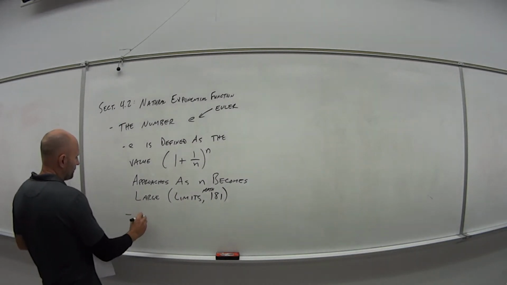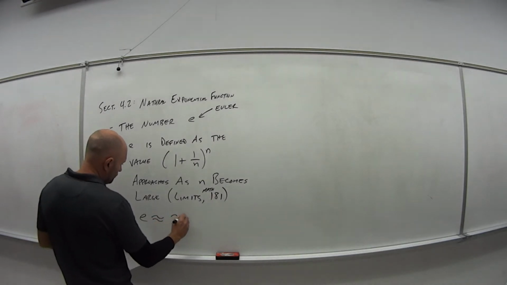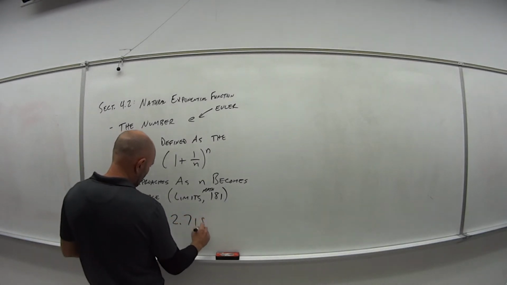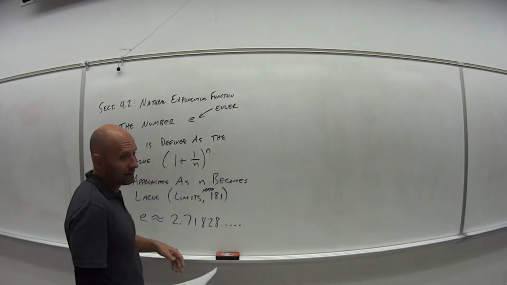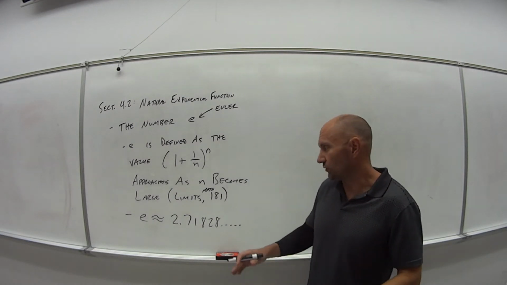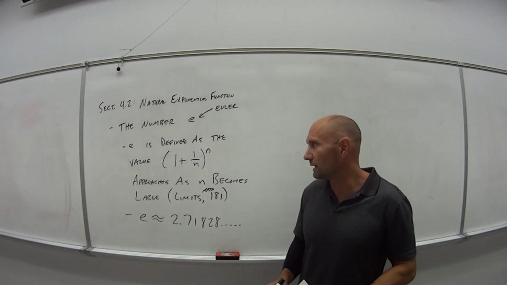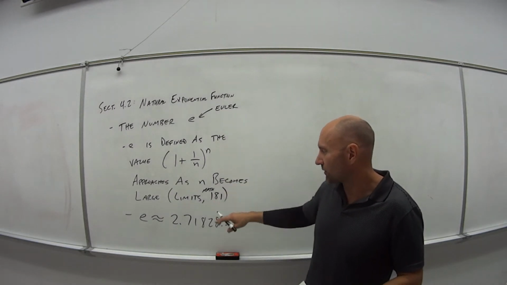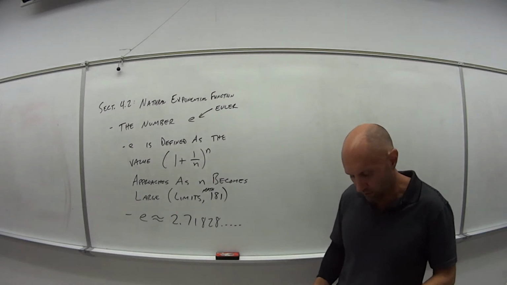It can be shown that E is approximately 2.71828, and it keeps going. It's an irrational number, so it doesn't ever end. It just keeps going, like pi. Pi never ends. Same thing with the letter E. It never really ends. But as n becomes large, that's what E, the value of E, tends to go to.